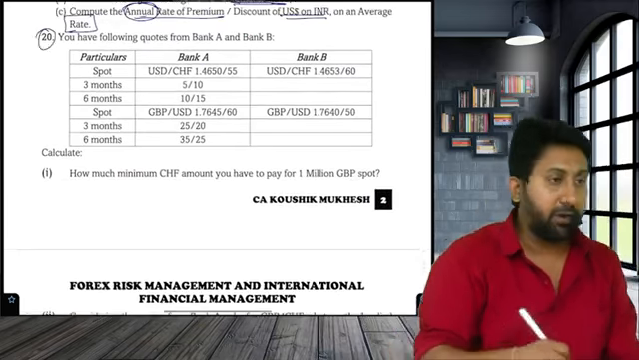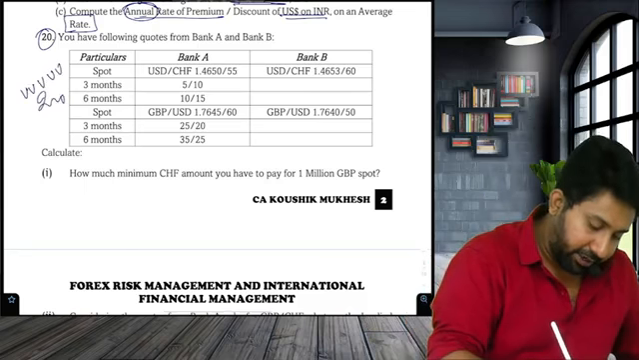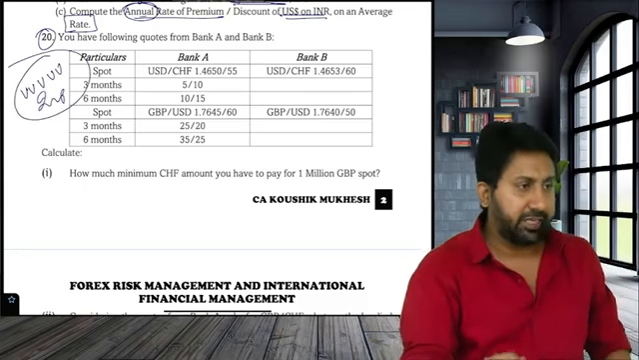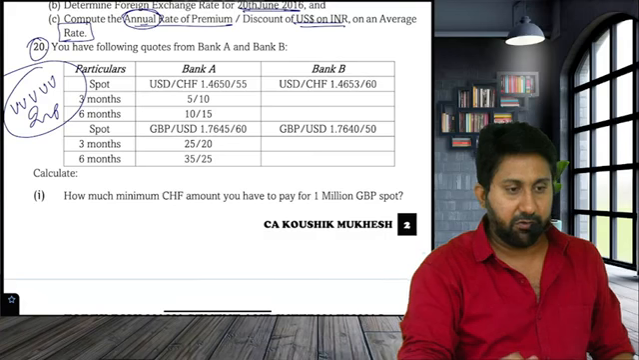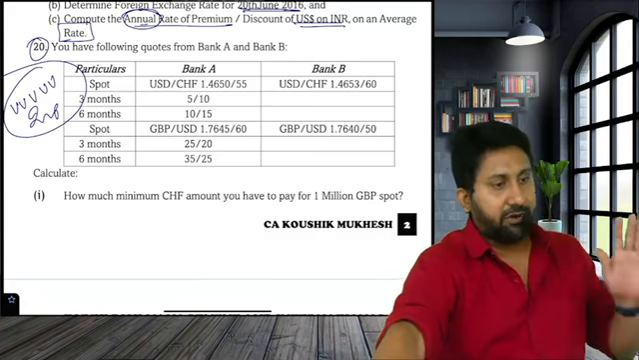Let's come to question number 20. Mark it very important. Unique question in itself. First, I will give you 2-3 minutes time. You read the question. I will read the question first along with you, and I will give you some time to solve. After that only I will do the solving part.